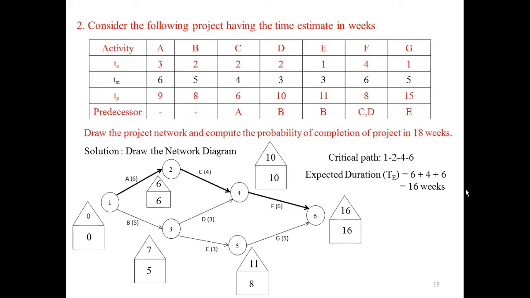For the activity 1 and 2, the TE value is 6. That is, for activity 1 and 2, the activity is A, corresponding most likely time is 6. Here you write 6. The next, 2 to 4, you have 4. Here you write 4. The next, 4 to 6, you have 6. Here you write 6. Then the TE expected duration will get 16 weeks.